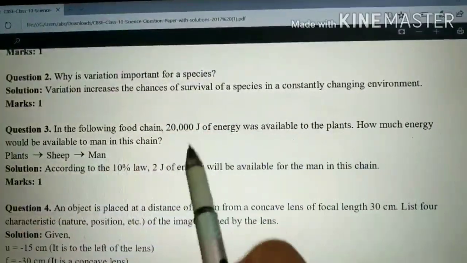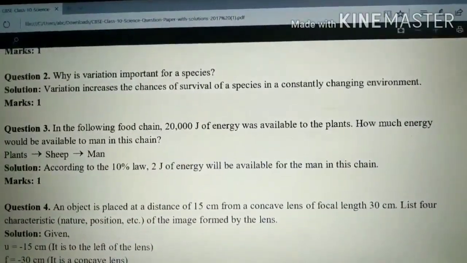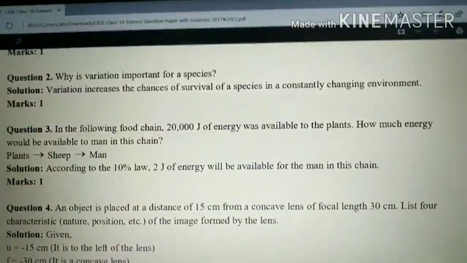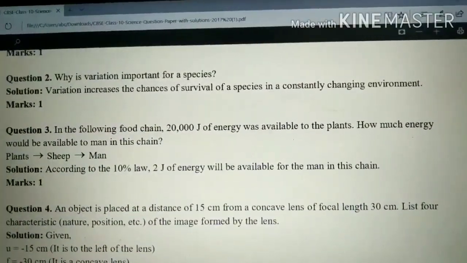Okay, next, this second question is very important, so write it down in your notebook. Then come to the next question, number 3.